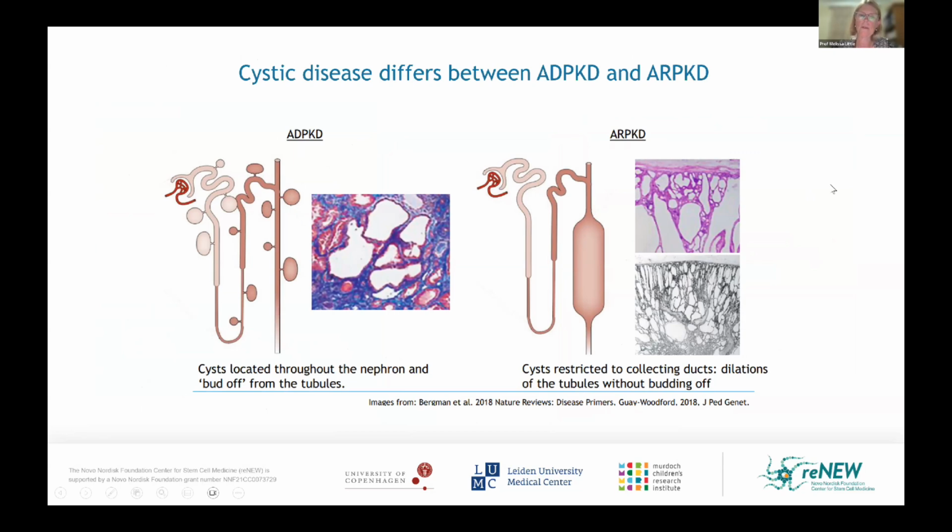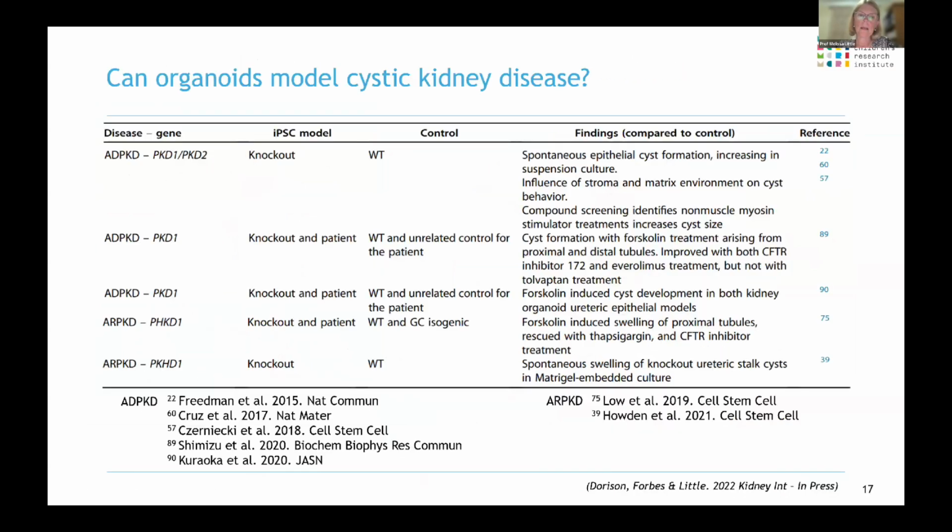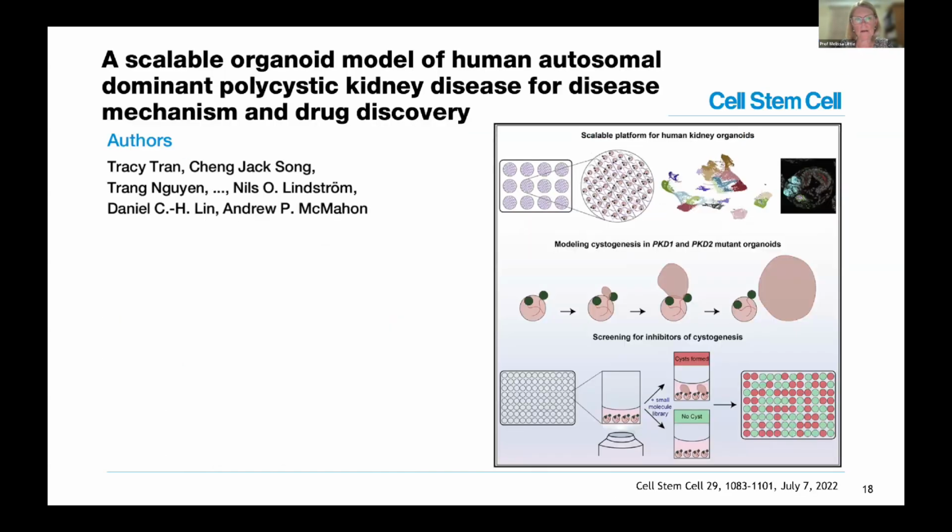So can we model these using kidney organoids? Well, in fact, there's now quite a lot of studies in the literature using our protocol or other protocols that have come since, where they have either knocked out a gene or made a patient line to model autosomal dominant polycystic kidney disease due to either PKD1 or PKD2 mutations, or autosomal recessive polycystic kidney disease. And the latter includes our own work, which I'm going to talk to you about now.